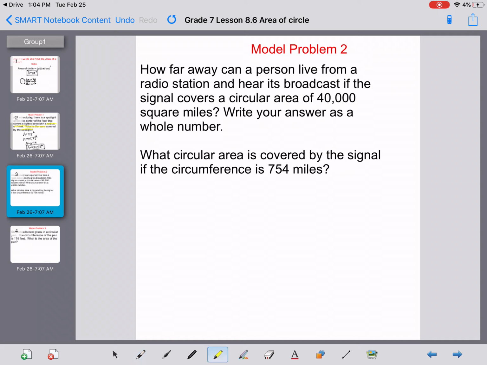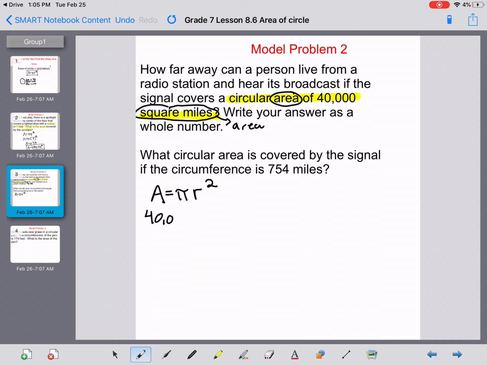If I look at the key words in my problem, it has a circular area of 40,000 square miles. There's 2 key words in there that let me know it's area. The first key word is the word area. Anytime you see square units, we should always think area. So I'm going to find my area formula. Area equals pi r squared. They tell me that the area is 40,000 equals pi r squared.